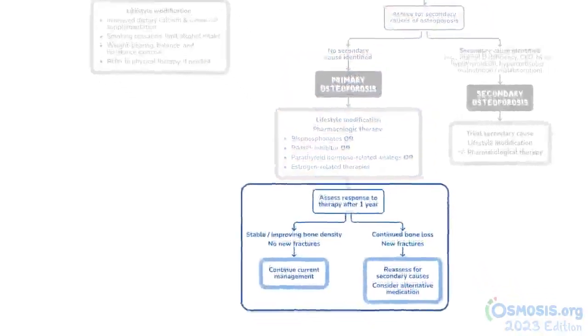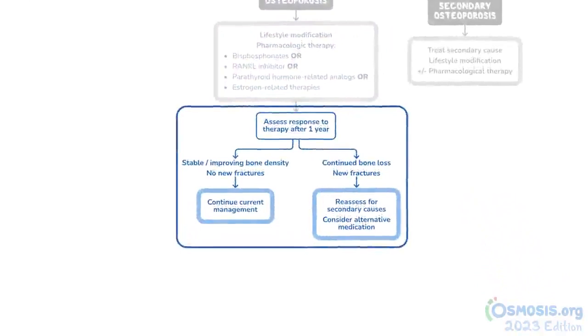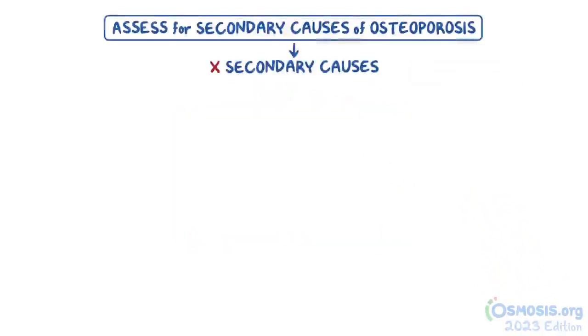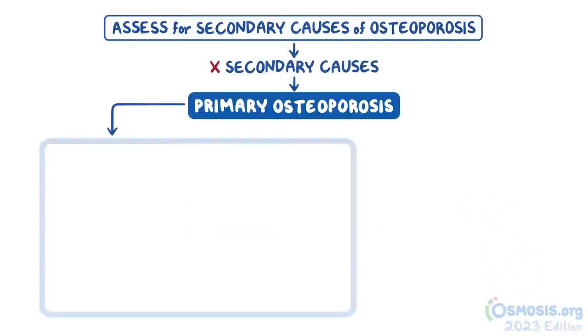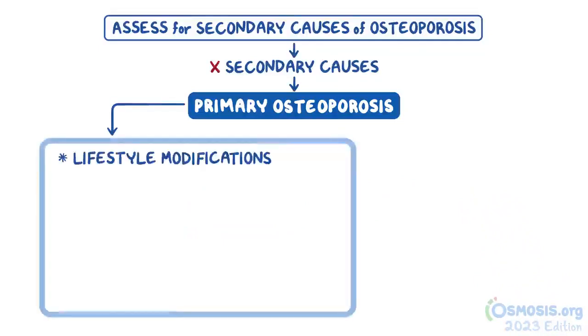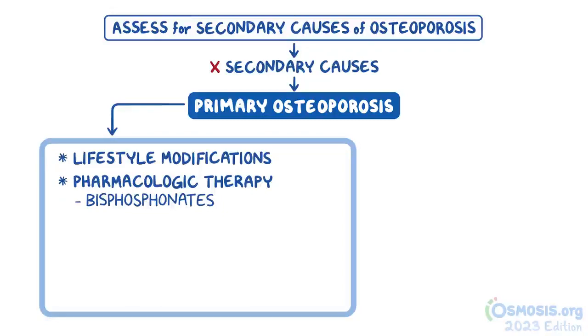Okay, now, if you've ruled out secondary causes of osteoporosis, in this case, you can diagnose primary osteoporosis, so management involves the same lifestyle modifications as well as pharmacologic therapy. Now, the mainstay of pharmacologic therapy in osteoporosis are bisphosphonates, so let's look at these drugs in greater detail.